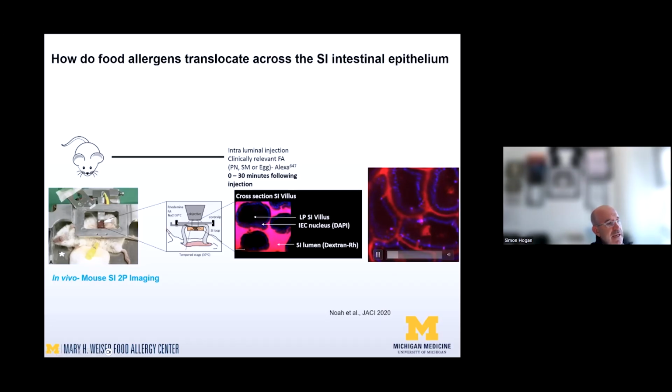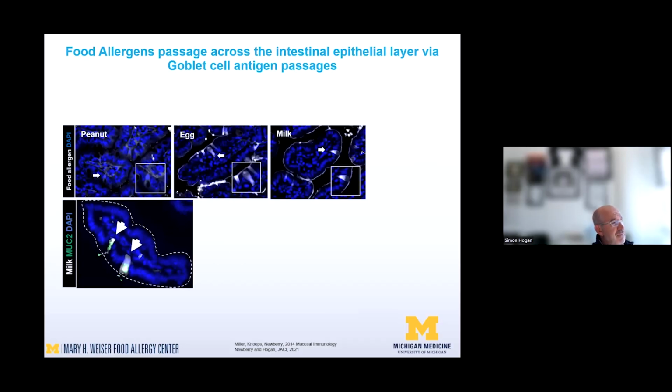And what you can see here is that we could start to see over time, as we're sectioning here in the 2-photon imaging, these antigens seem to be moving across the epithelium. You can see the absorption and the movement across the epithelium into the self area, which suggested that the antigens are being taken up by the epithelial cells.